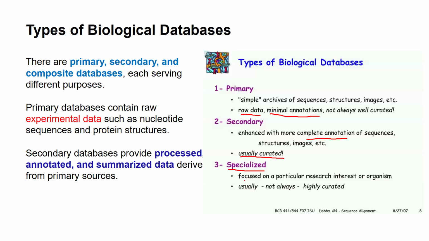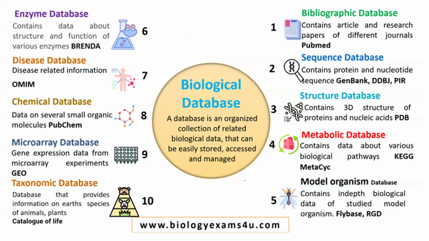You can have MicrosporidiaDB, a database specifically for Microsporidia. We have MosquitoDB, that is the mosquito database. So we call that a specialized or composite database. So these are the different types of biological databases, with examples.